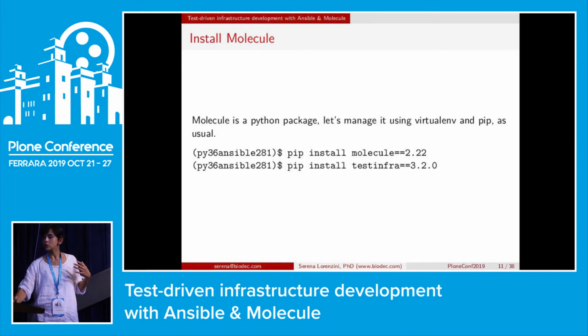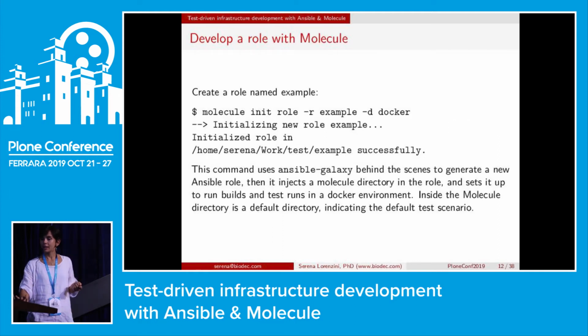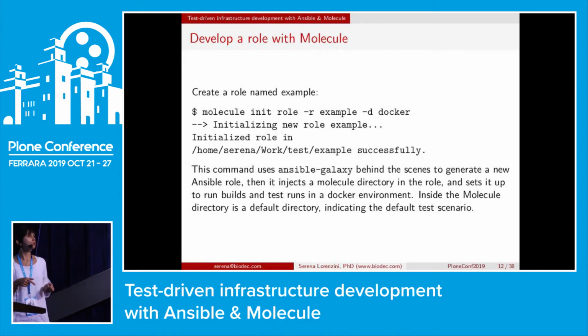For installing Molecule, we do things the usual way because it is a Python package again. In a proper virtual env, you install a certain version of Molecule and also the dependency, testinfra, with pip. Now we create a role using the molecule init role command. The name of the role is given to the -r flag, and the type of driver that we want to use is identified here.